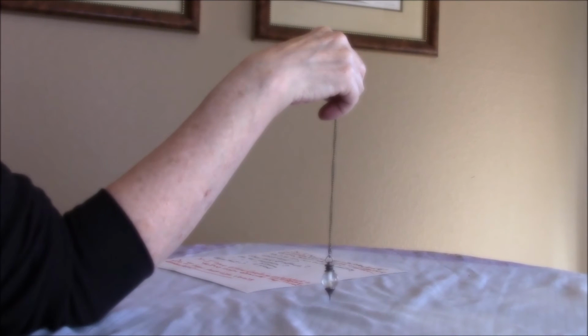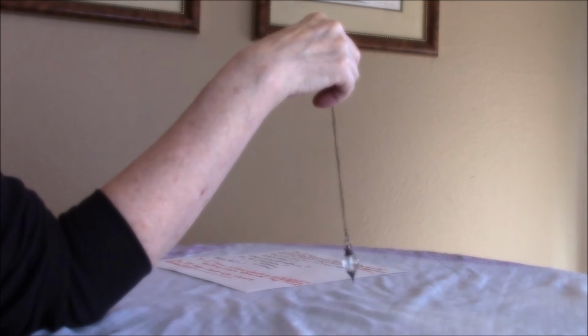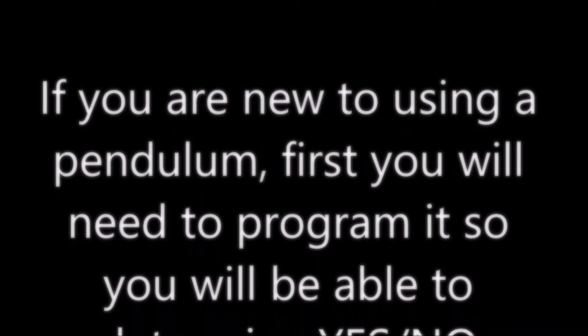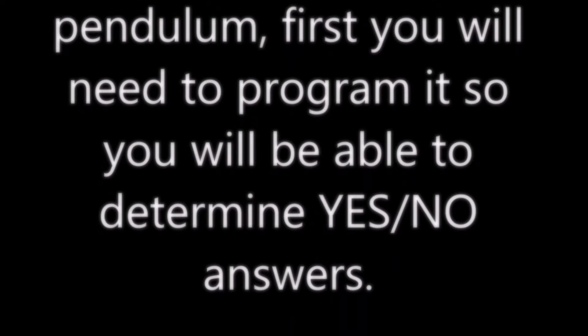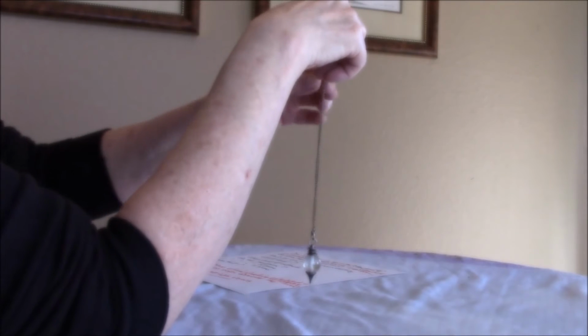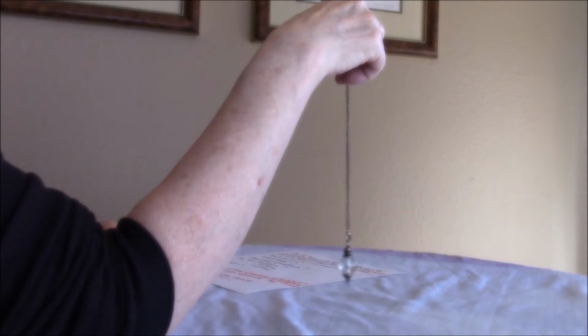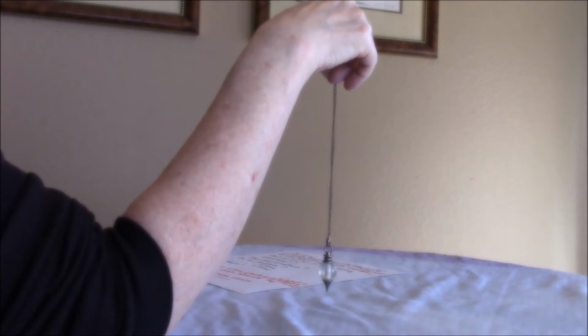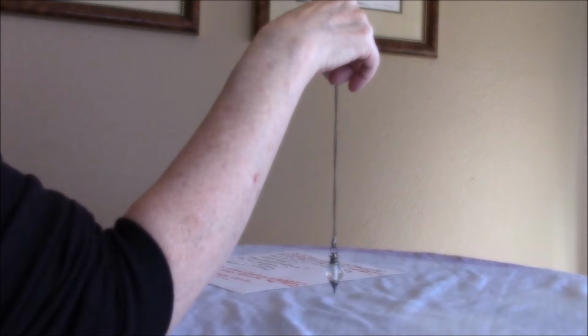Using a pendulum to detect spirit attachments is fairly easy. But first I'm going to show you how to program your pendulum. I have my chain fairly straight and I want to program a yes. So I'm going to manipulate the pendulum just to give you an idea of what a yes looks like.